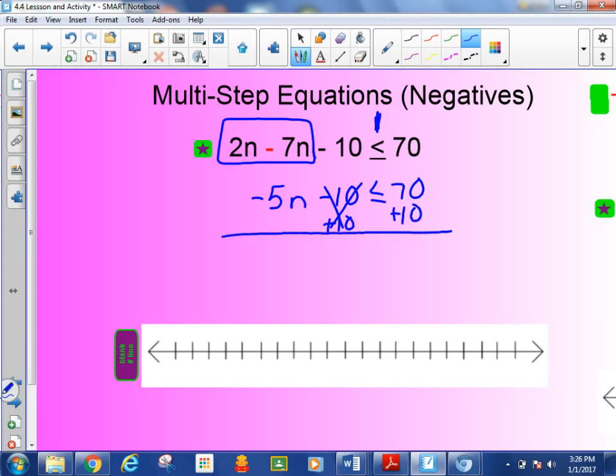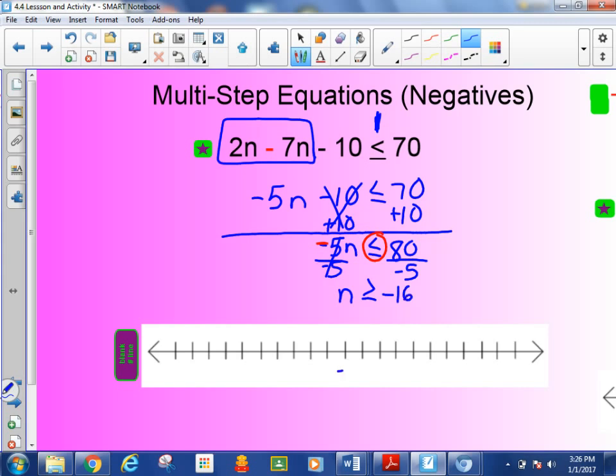Okay, so 70 plus 10 gives me 80. And then I've got my negative 5n out in front. Visual cue for myself, because of this negative sign here, I need to reverse that as I rewrite it. So I'm going to divide by negative 5. Divide by negative 5. So I've got n, reverse my symbol. And 80 divided by 5 is going to give me 16. One negative makes it a negative 16.